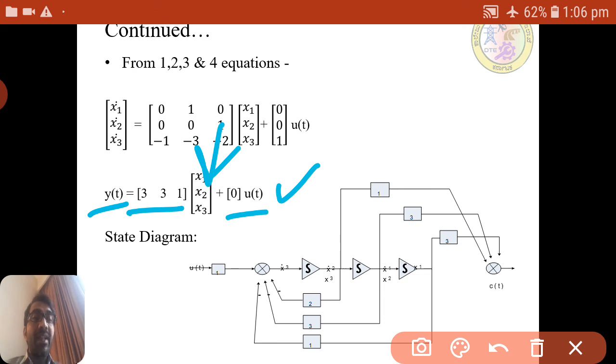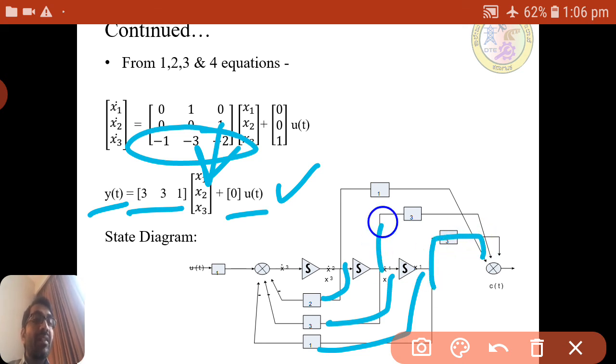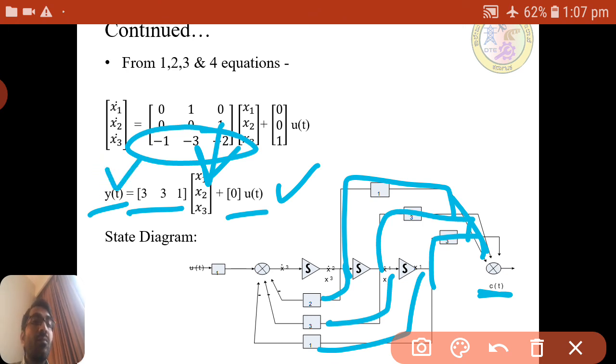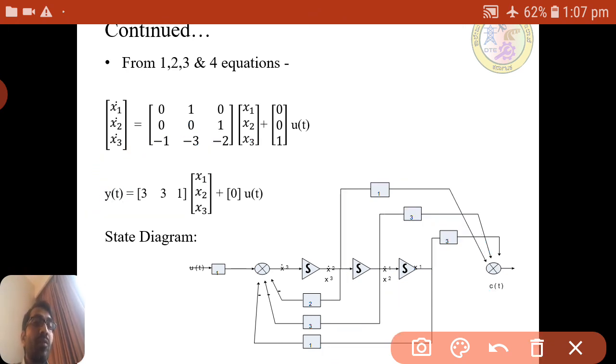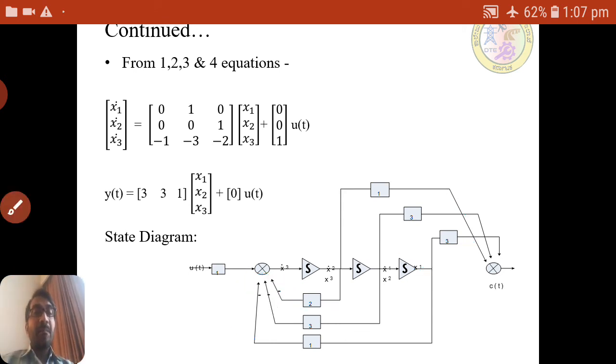So the state diagram for this problem we can give with 2, 3 and 1 as feedback coefficients, and 3, 3 and 1 going to the output, that is y of t. So the output coefficients are 3, 3, 1, and 2, 3, 1 are the coefficients given as feedback. This is considered the state diagram for the given problem.